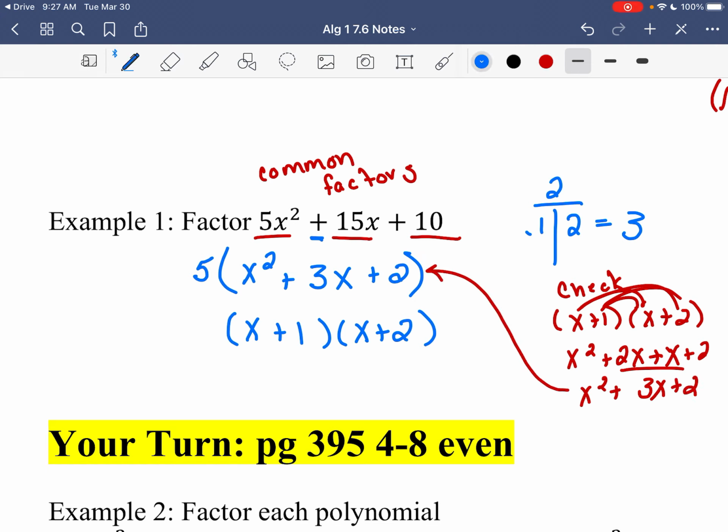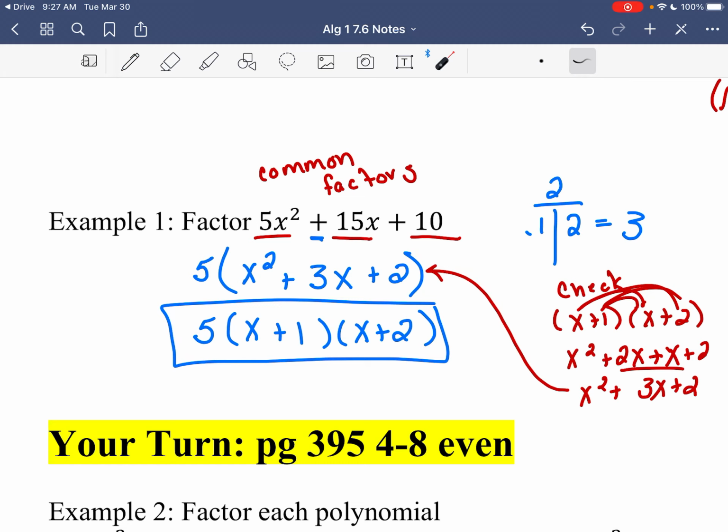Oh, can't forget this 5 that we originally factored out. So here it is completely factored. This, in fact, has 3 factors. It has a 5, an x plus 1, and an x plus 2. But this 5, again, doesn't have any variables on it. It's just that constant. So there it is completely factored.